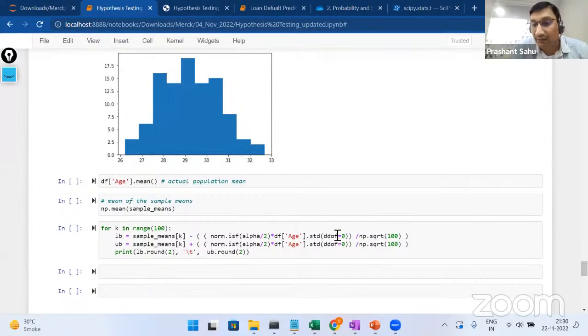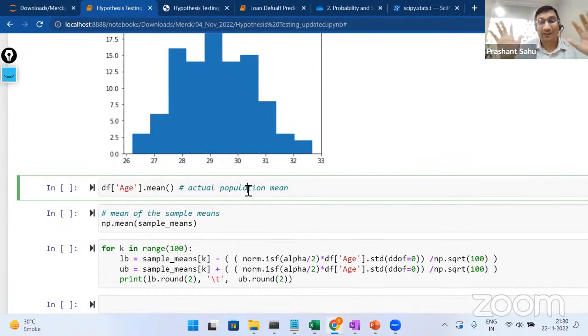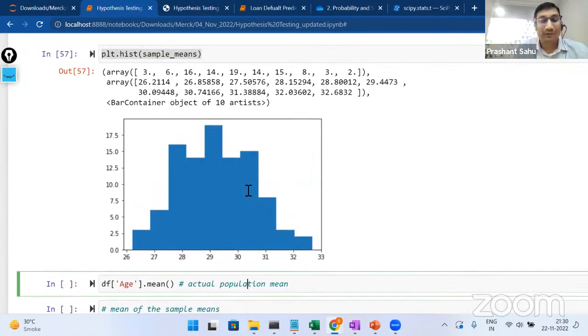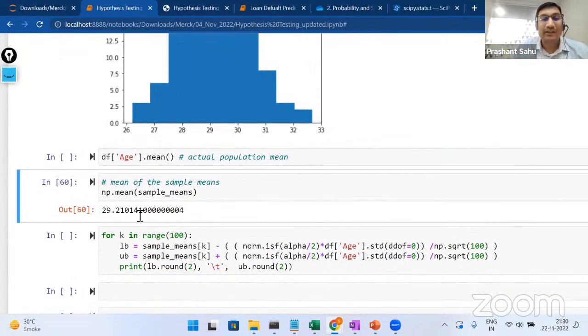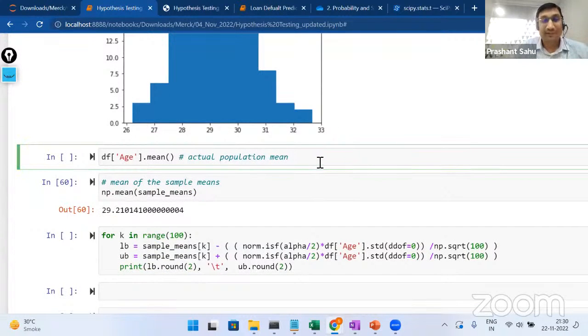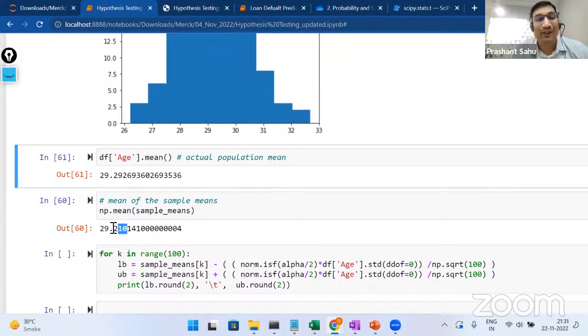These are continuous values. Okay, age we are assuming to be a continuous variable. Now let's come to the final thing. This is my final thing. What is the actual mean of the samples? See, this is the mean of the samples. This is the mean of the population. Awesome. This is the mean you are getting from 100 samples.